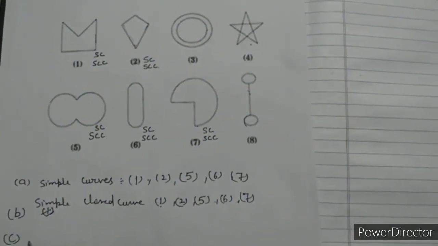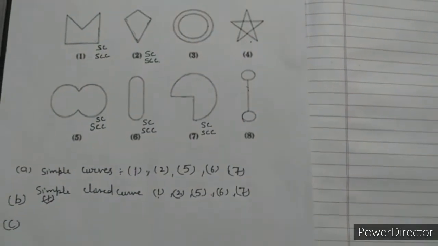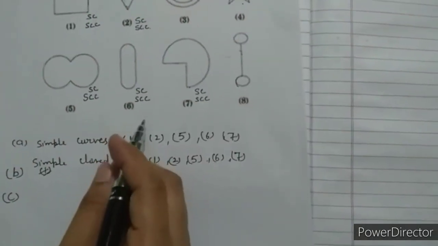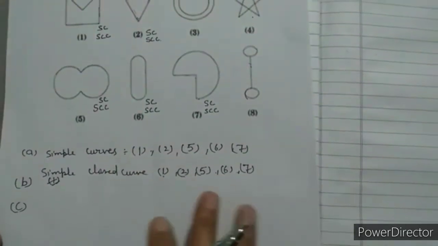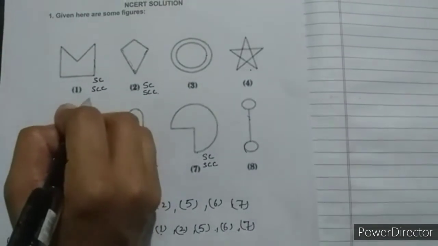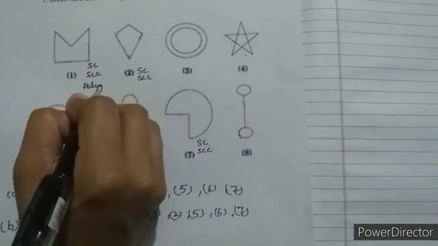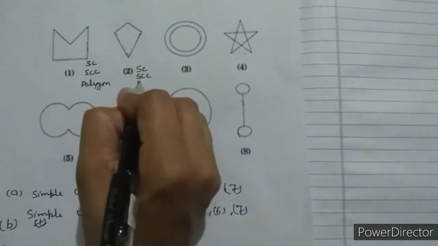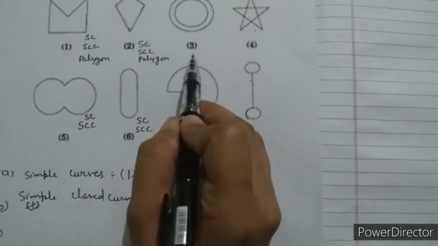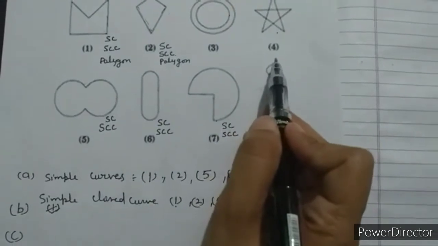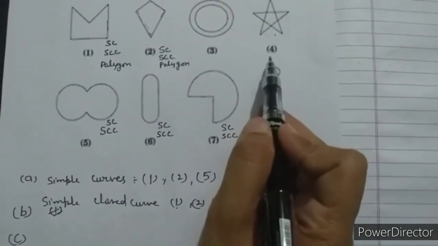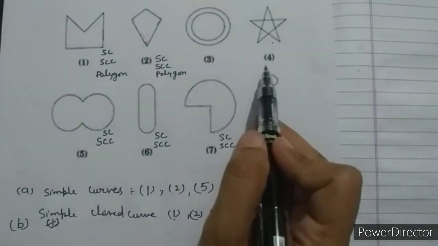Now come to part C, polygon. What is a polygon? A polygon is a simple closed curve made up of only line segments. So figure number 1 is a polygon. Figure number 2 is also a polygon. Figure number 3 is not a polygon. Figure number 4 is not a polygon because a polygon is a simple closed curve made up of only line segments.